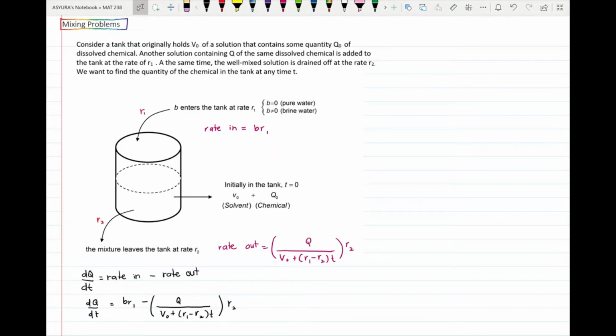Okay, Assalamualaikum class. And the last topic in application of the first order ODE we have is mixing problems. Okay, so here is the mixing problems.